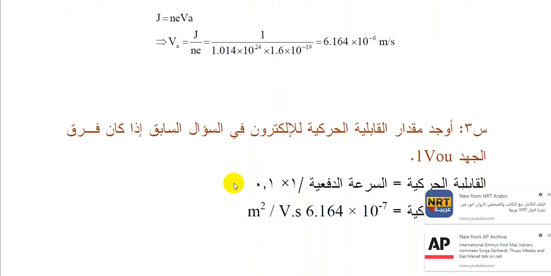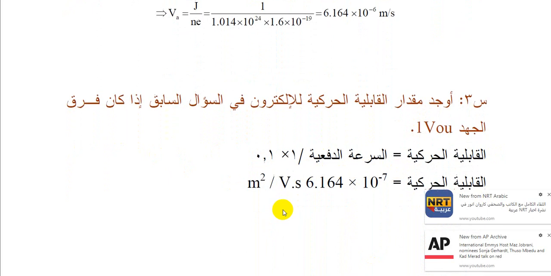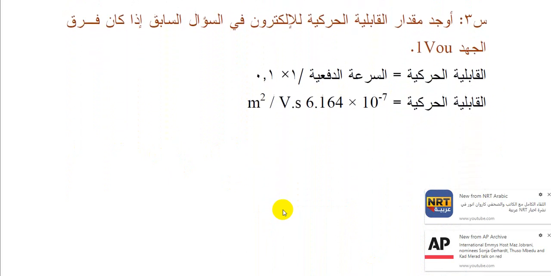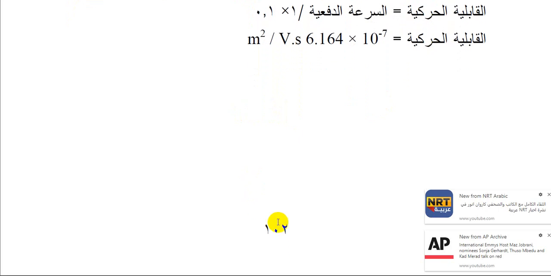Find the mobility of electrons in the former question if the potential is 1 volt. The mobility equals drift velocity over field. Drift velocity, as you can see right in front of you, 6.164 times 10 to the power minus 7 meter squared.